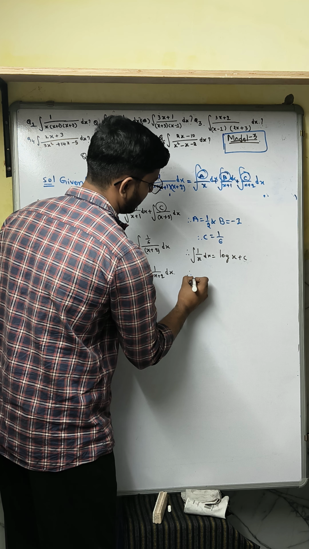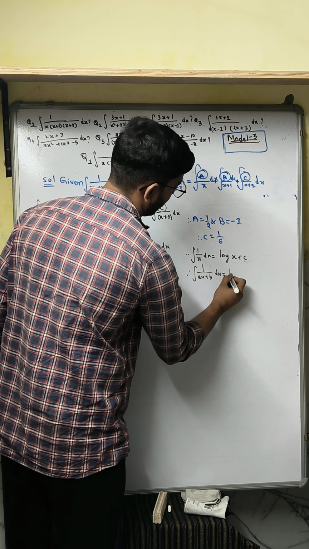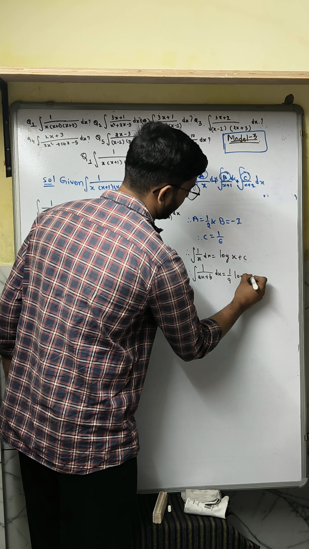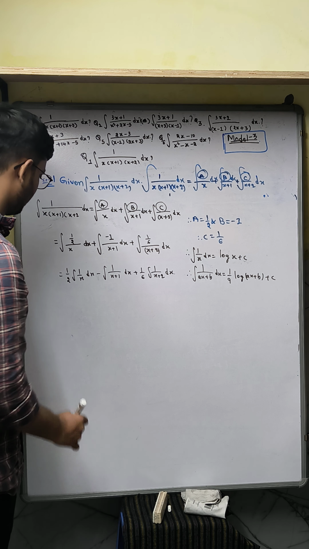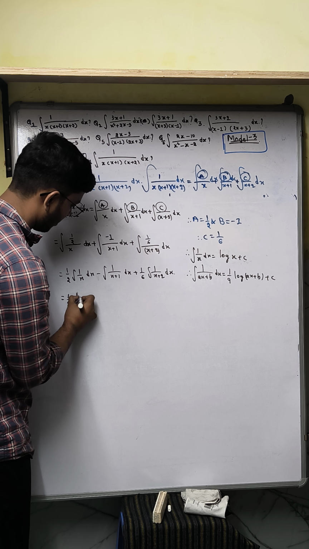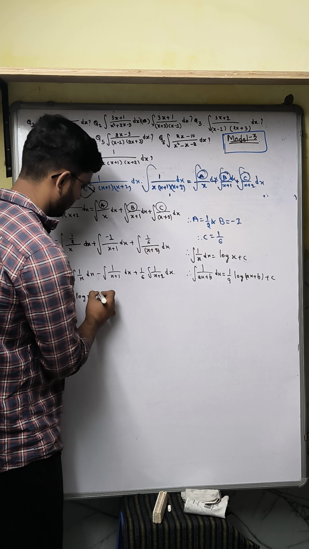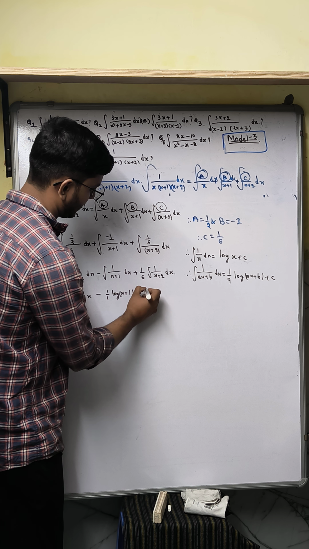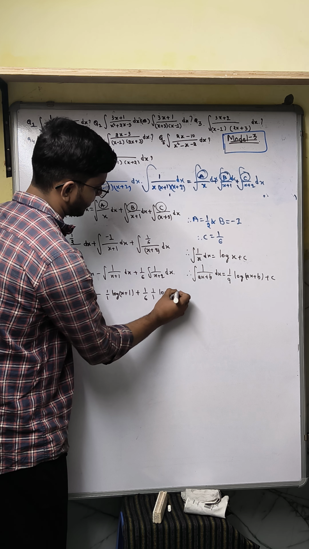Another one, integral 1 by (ax plus b) dx is equal to 1 by a log(ax plus b) plus c. These are the formulas. According to this, integral 1 by x dx means log x. Okay, now this is the coefficient, 1 by 1 log(x plus 1), plus 1 by 6, this coefficient 1 by 1 log(x plus 2).